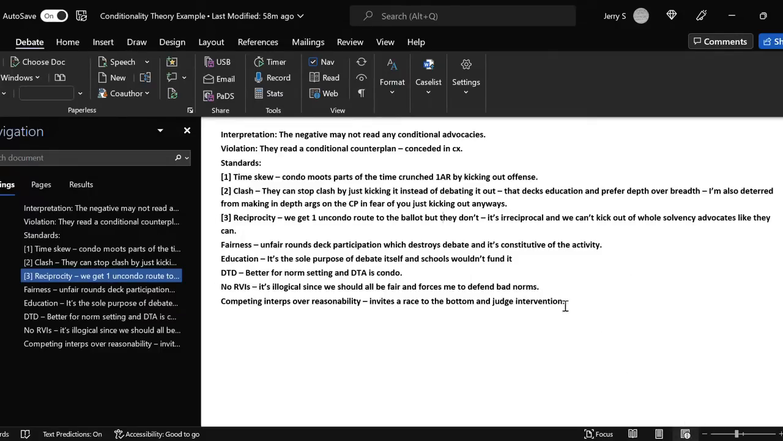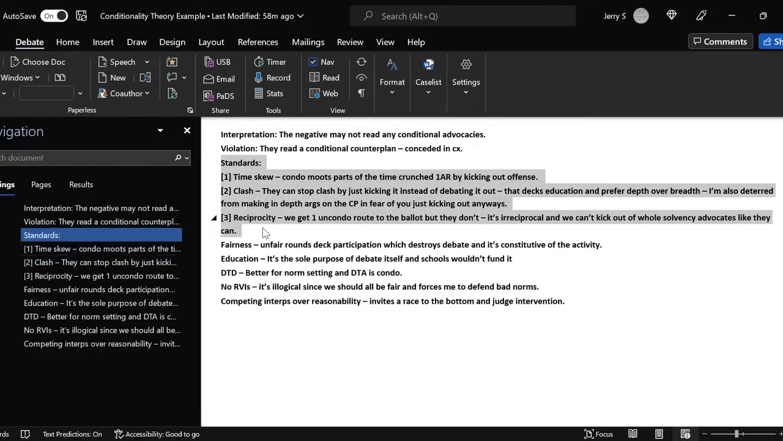Alright, so here is an example of a conditionality theory shell. As you can see, we have the interpretation, which is the negative may not read any conditional advocacies, setting the rule for debate. Next, we obviously have the violation, which is they read a conditional counterclaim, they can see that in cross-X, so they violate the shell.